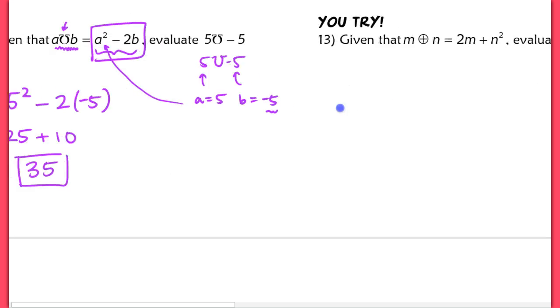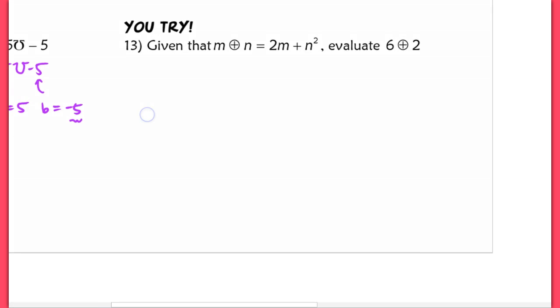So this question here is something you're going to try on your own. It gives you the weird symbol, but now that you know how to do these problems, these shouldn't look so hard. All right, that's the end of the lesson.